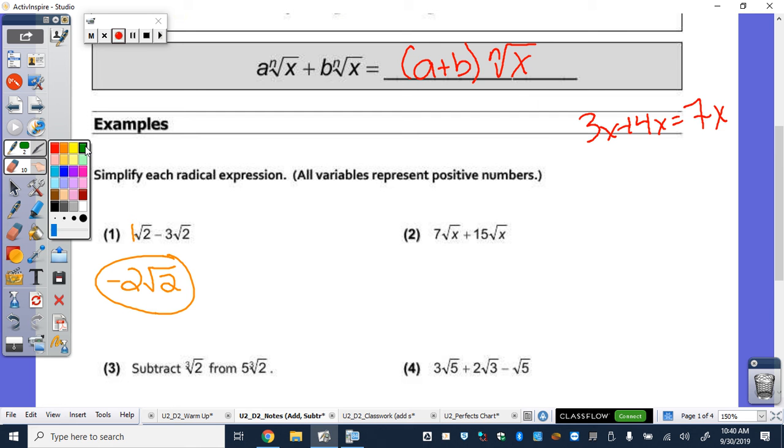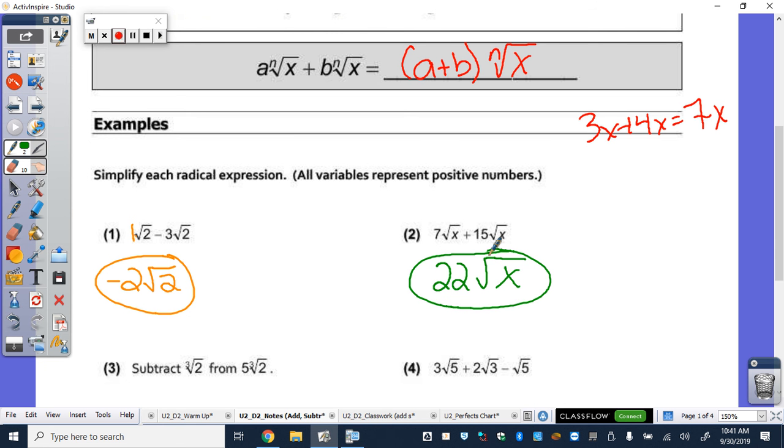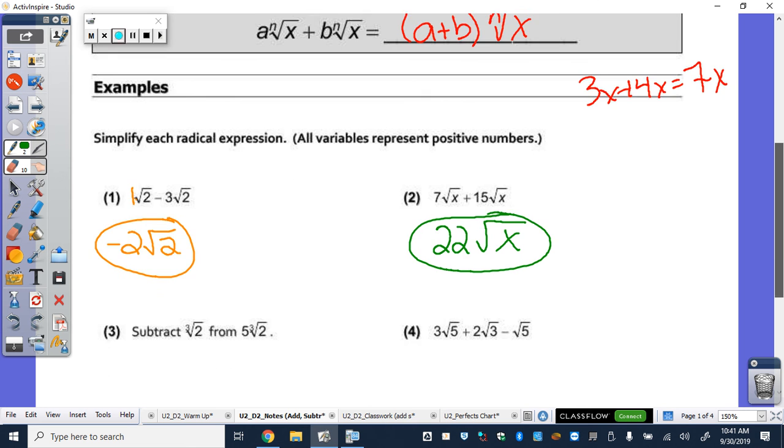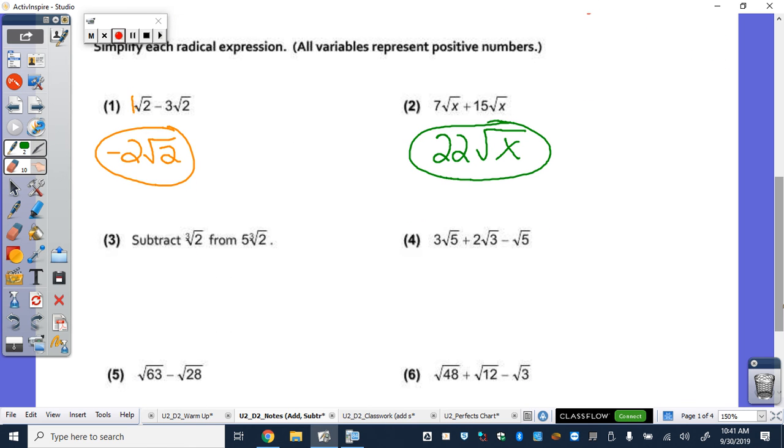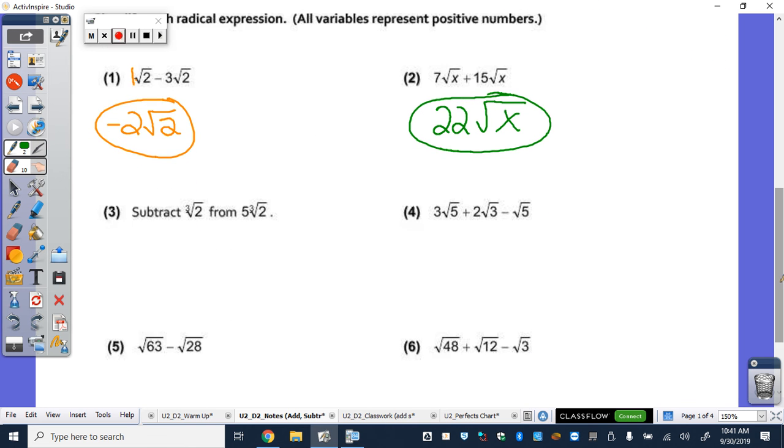Second one, do we have the same radicals? Yeah. So 7 plus 15 would give us 22 radical x. The radical stays as is. Third one, we've got subtract the cube root of 2 from 5 cube root of 2. If you remember that phrase, subtract from means you change your order. So it would be 5 cube root of 2 minus 1 cube root of 2. So 5 minus 1 gives us 4 cube root of 2.